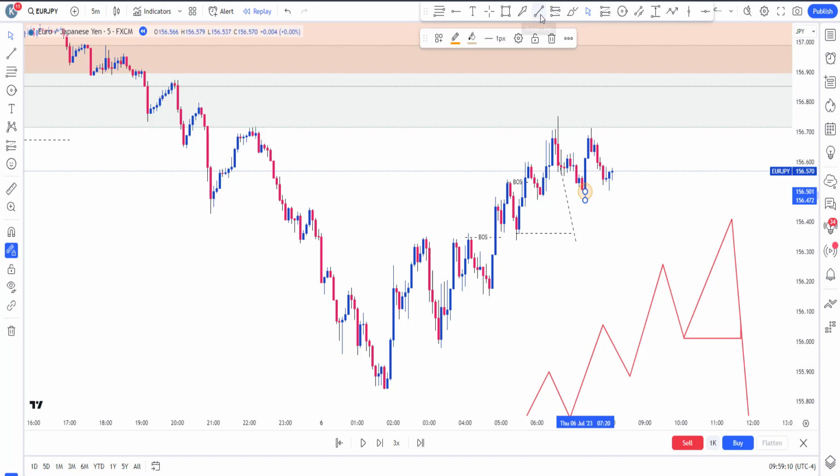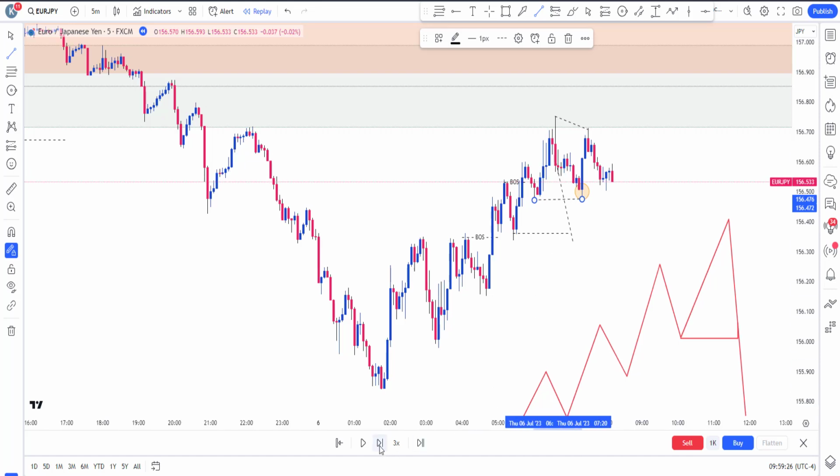Even though we did not create any higher high, this is not a higher high. We did not create any higher high. We have created a higher low. This is higher than this. So we keep watching it, and we watch it happen.